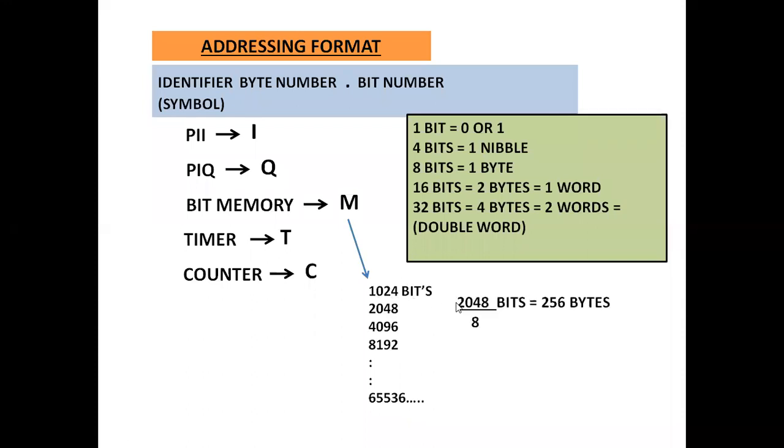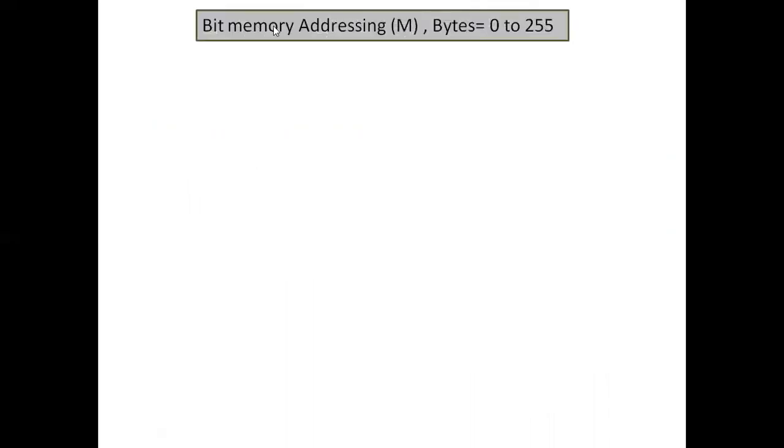So how to convert? You need to divide. Suppose your CPU has 2048 bits. You divide these 2048 bits by 8, so it becomes 256 bytes. That means the byte numbers start from 0 to 255. Total byte numbers will be 256. Then let's see how to give the addressing for bit memory. The bit memory addressing symbol is M, with byte number from 0 to 255.